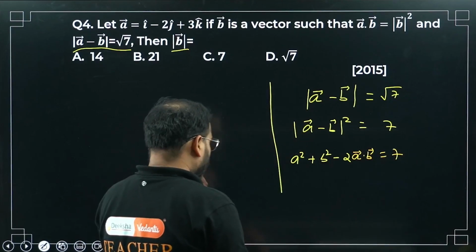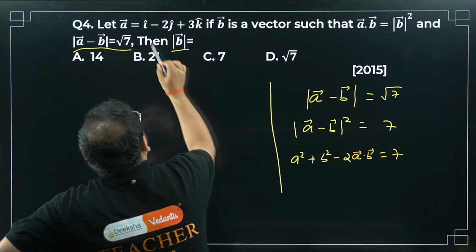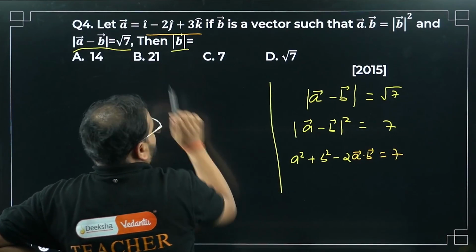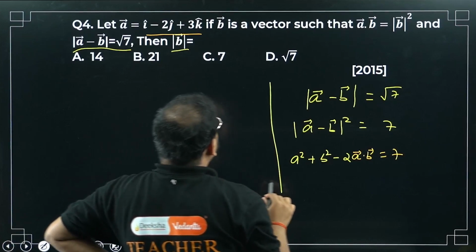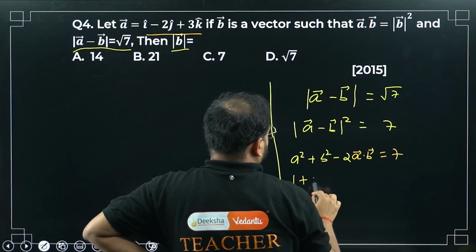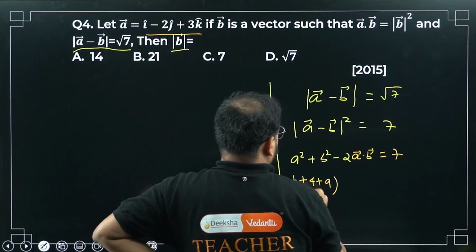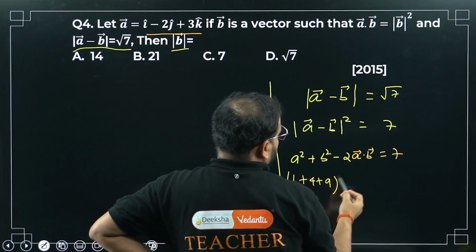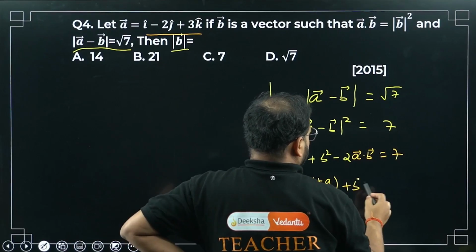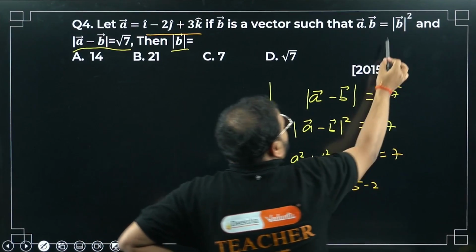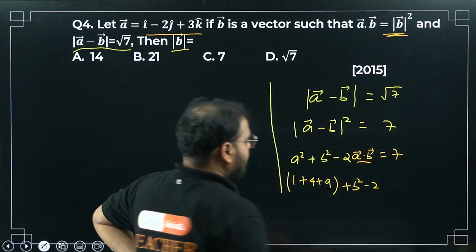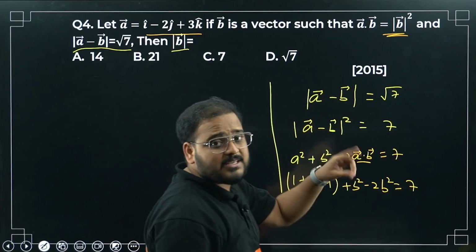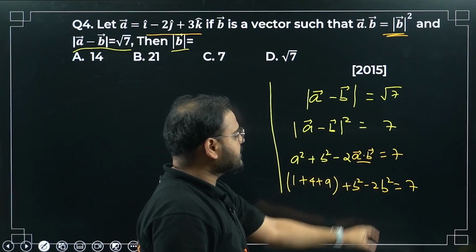Great. Now please have a look. What is a square, sir? Simply a square will be 1 plus 4 plus 9, for a square. What about b square? So this is simply b square minus 2 times a dot b. And a dot b is also b square, right? So I can write here minus 2b square equals 7. Have a look, a dot b is b square, so I've written a dot b as b square.